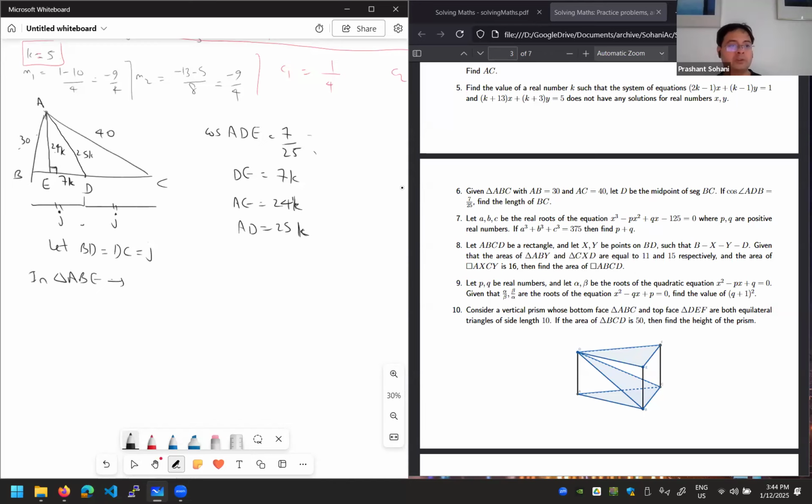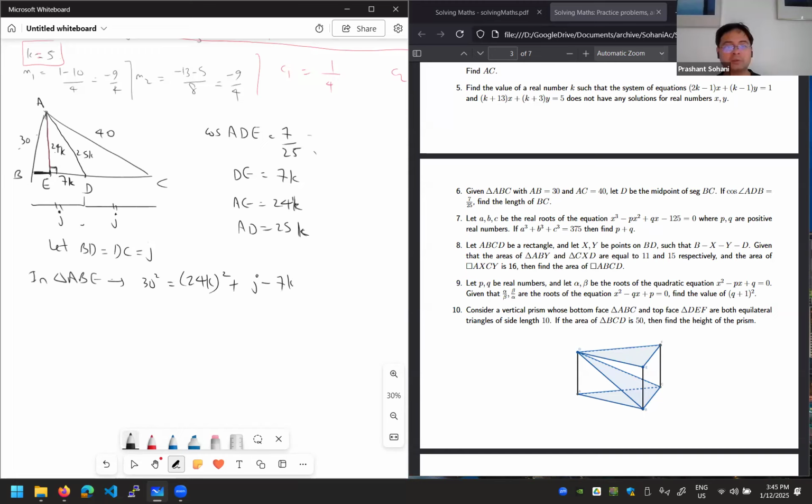In triangle ABE, by Pythagoras theorem, what I can say is 30 square is equal to, the height is 24k, so it's 24k square. And what is the third side? It is BE, right? But BE is total BD, that is J minus 7k, correct?